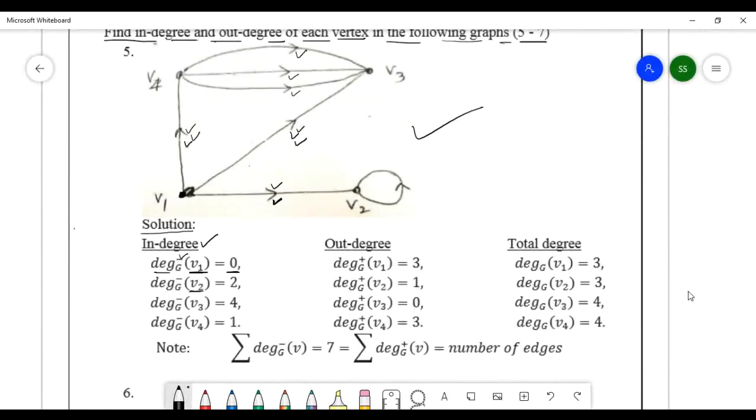In degree at vertex v2. See this v2. Where is v2? v2 here. Other v2. Okay. This is v2. So how many edges coming? See, other coming 1. Here a loop. So if this loop is directed, you know, for the loop you have 2 degrees. If undirected graph, then 2 degrees. If directed graph, then 1 in degree and 1 out degree.